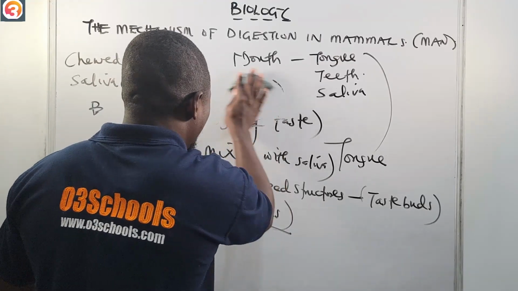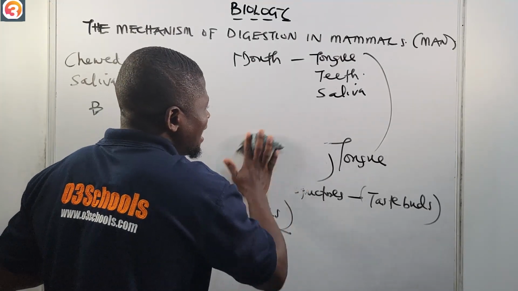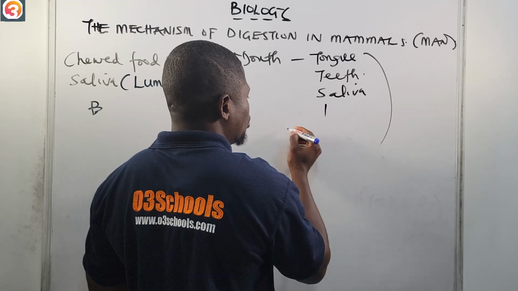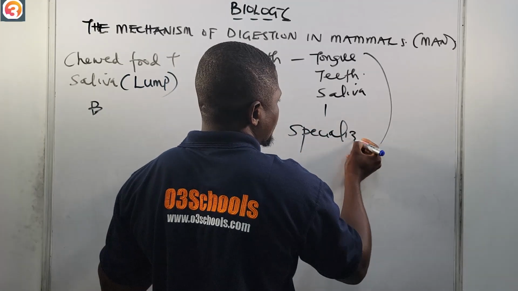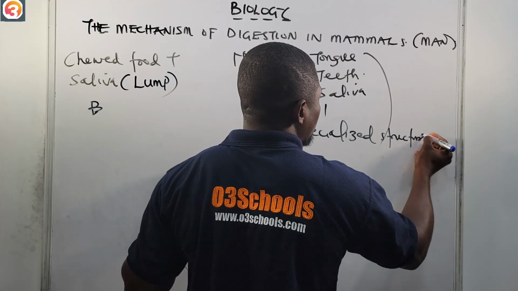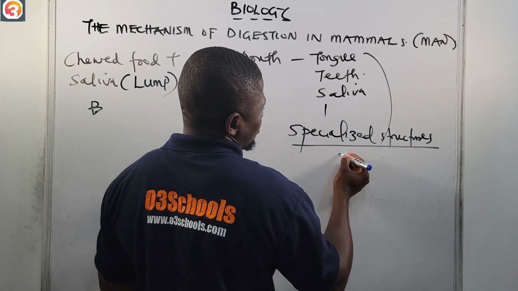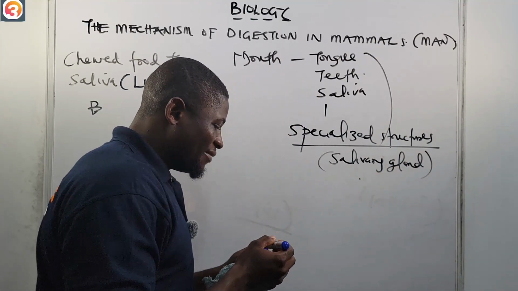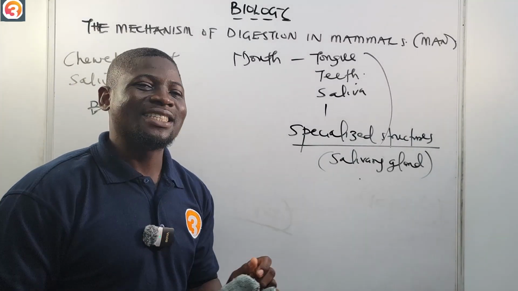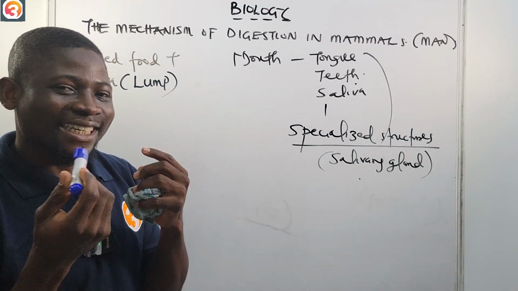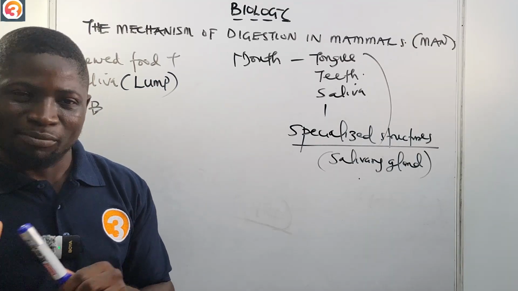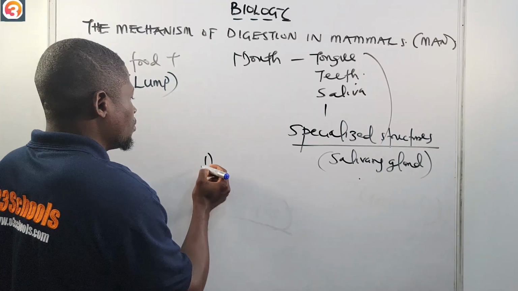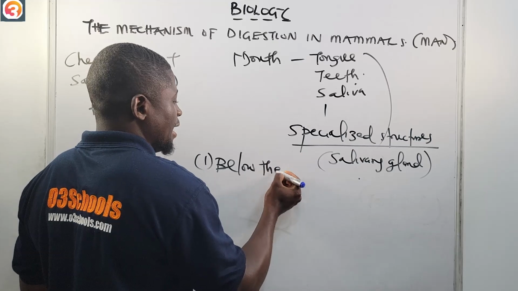What about the saliva now? The saliva also has specialized structures known as the salivary glands. Of course, there are about 3 pairs of these salivary glands in the mouth. There's one below your ear, around here. One is below the ear.